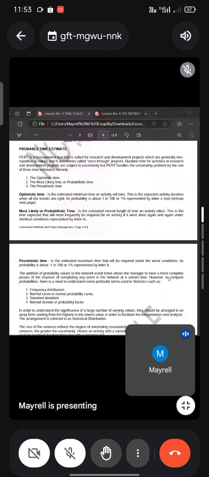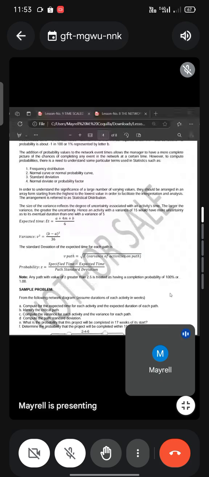In addition, probability values to the network event times allow the manager to have a more complete picture of the chances of completing any event in the network at a certain time. However, to compute probabilities, there is a need to understand some particular terms used in statistics, such as frequency distribution, normal curve or normal probability curve, standard deviation, and normal deviate or probability factor. So just some statistical terms, and I think you are familiar with them.